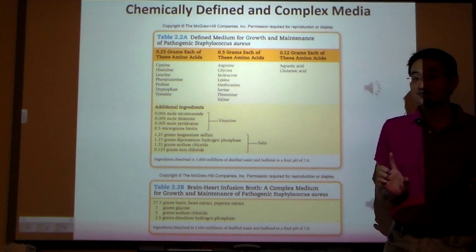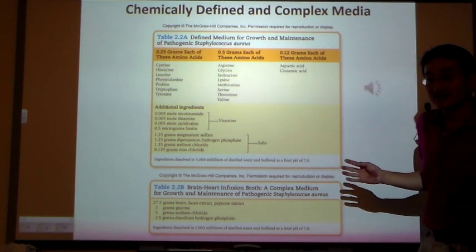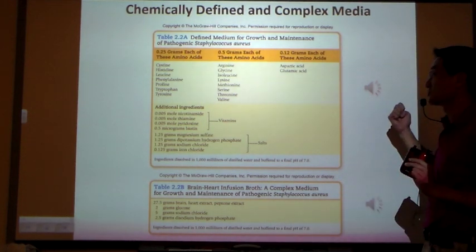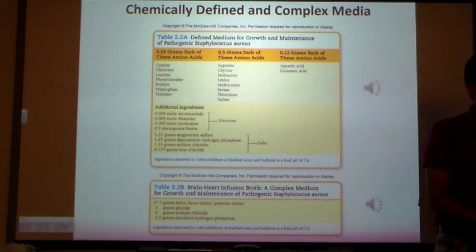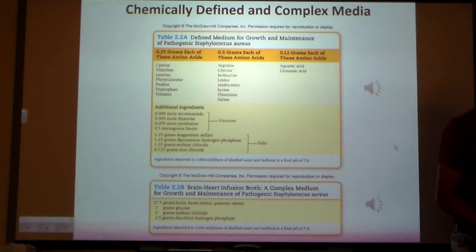So most bacteria are not photosynthetic. They don't make their own, they actually need to absorb the nutrients on those agar plates. So you can see here, these are the stuff that you need to put in. Now, but sometimes some bacteria require something that isn't completely chemically defined.